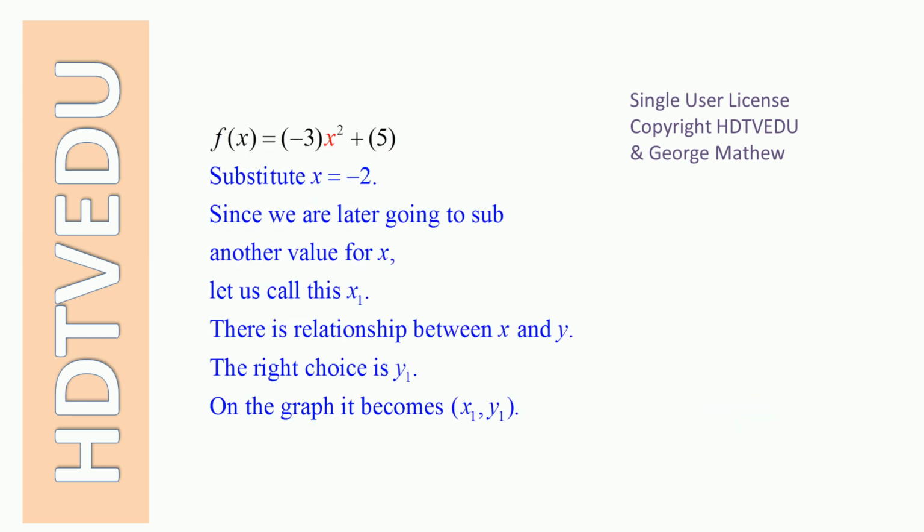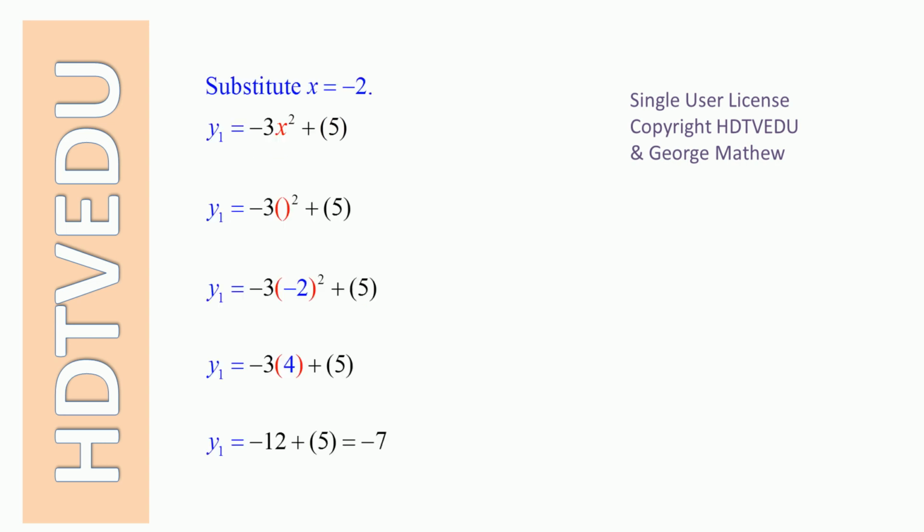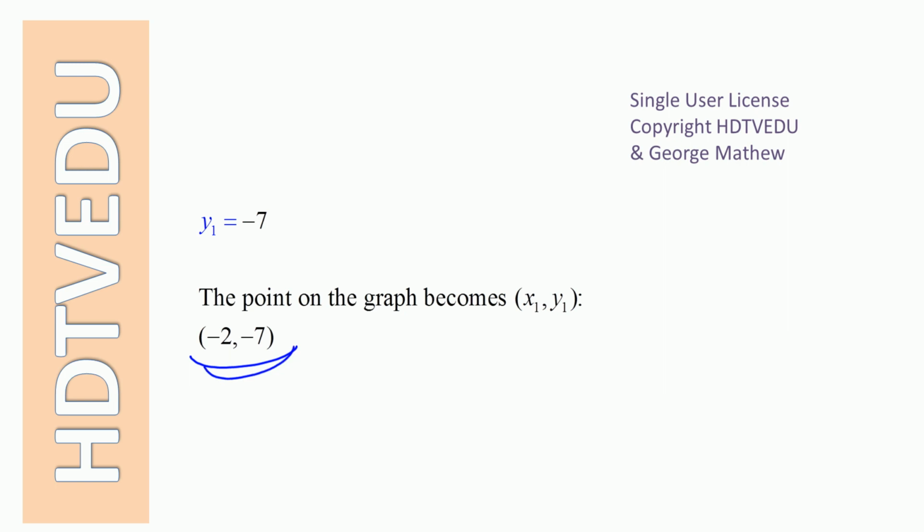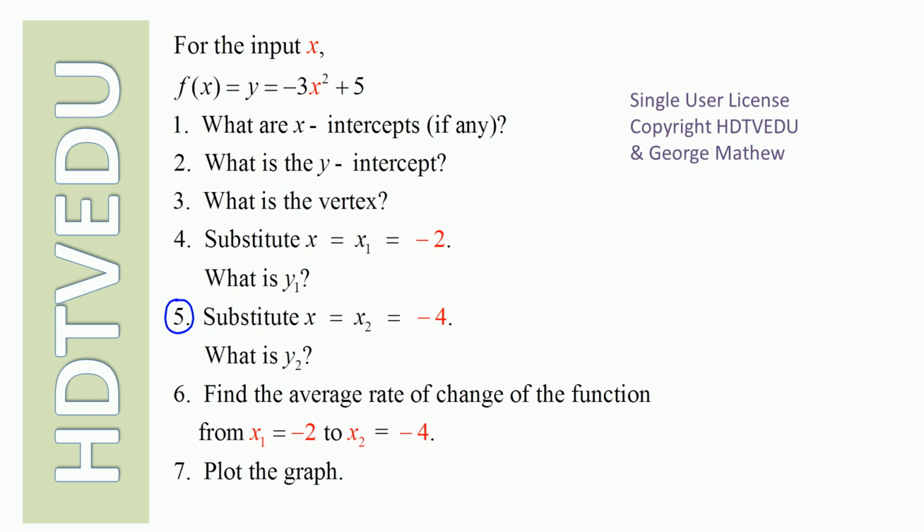So that's what I did here. All right. Substitute x equals negative 2, and you get negative 7. So what is our point on the graph? It is x equals negative 2, y equals negative 7. And that is our x1, y1. Okay. So we are done with 1 through 4. So now let us do number 5.